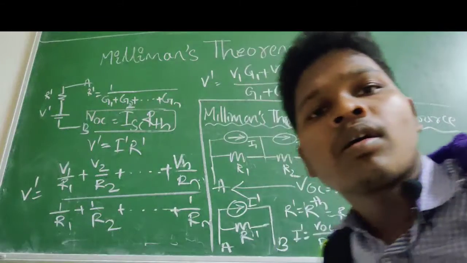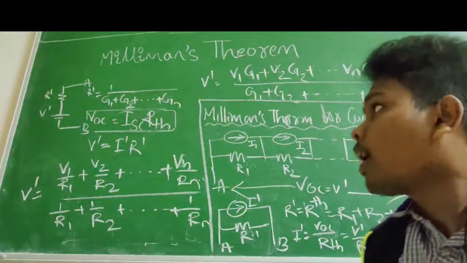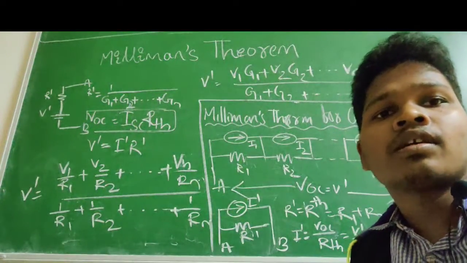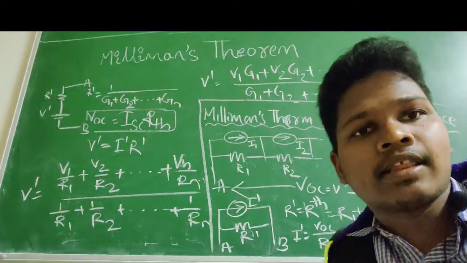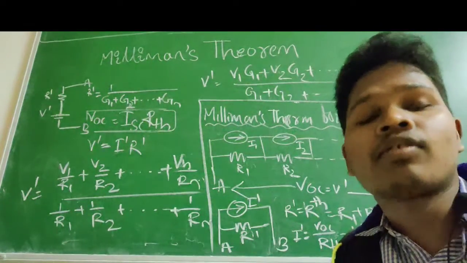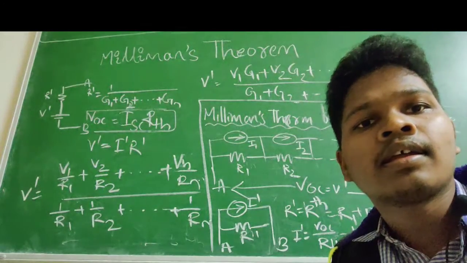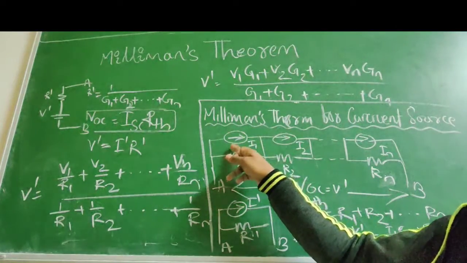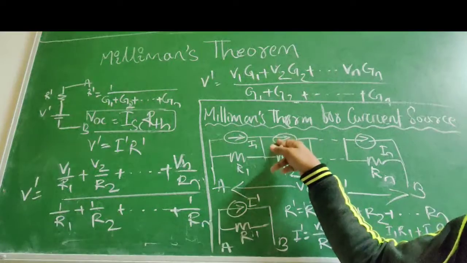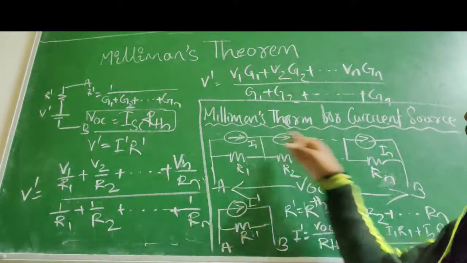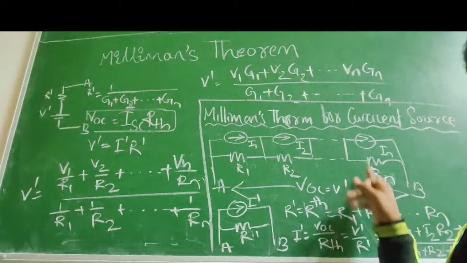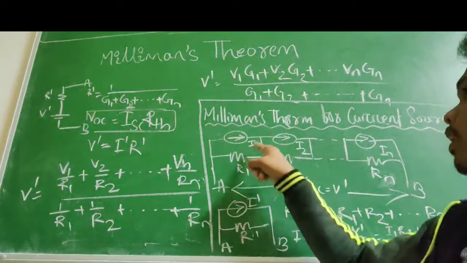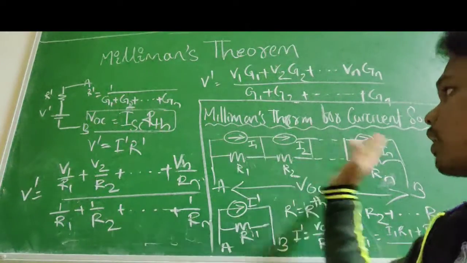Okay, now come to Millman's theorem on current sources. We have so far discussed the voltage sources. Now we consider the current sources in parallel with the resistance, and we need to calculate the Thevenin's current, that is the Norton current, and the equivalent resistance. So this is our current source with parallel resistance, connected in series fashion up to the nth current source with nth resistance. So there are resistances 1, 2 up to n, and current sources 1, 2 up to n. Okay, they are connected in series manner.